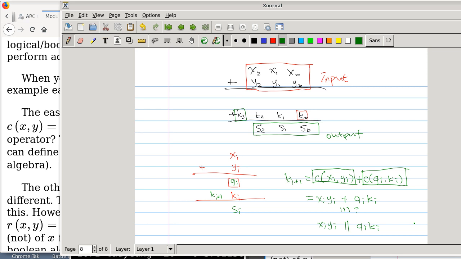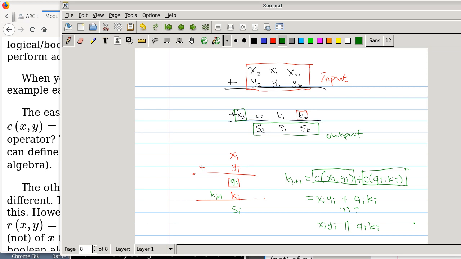Well, let's think about the 4 cases. Because Xi, Yi is Boolean, so is Qi, Ki. So now we are dealing with just zeros and ones on both sides of the operators. Yes? They will not give us the same answer. Okay, very good. So we have the answer already.